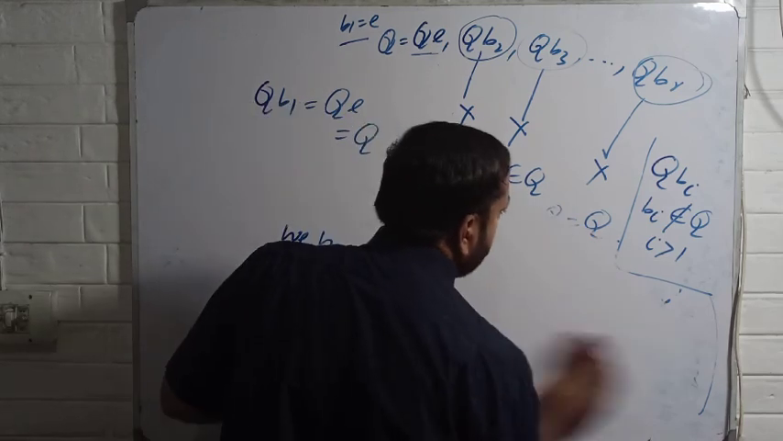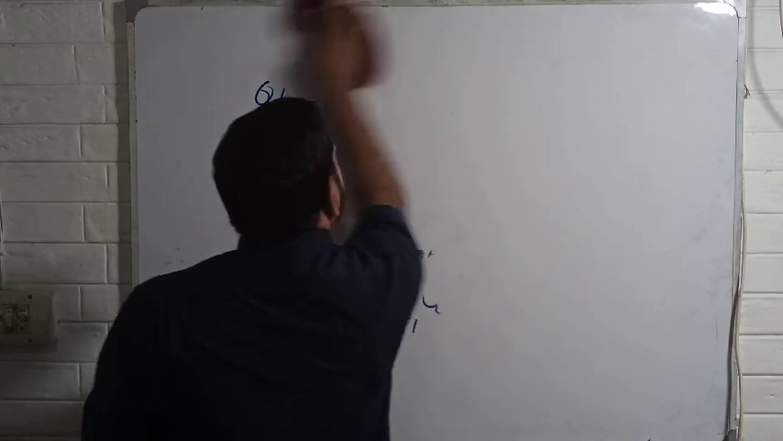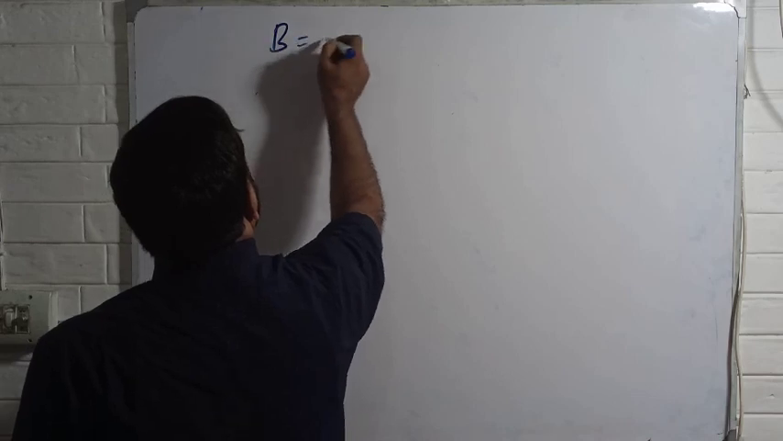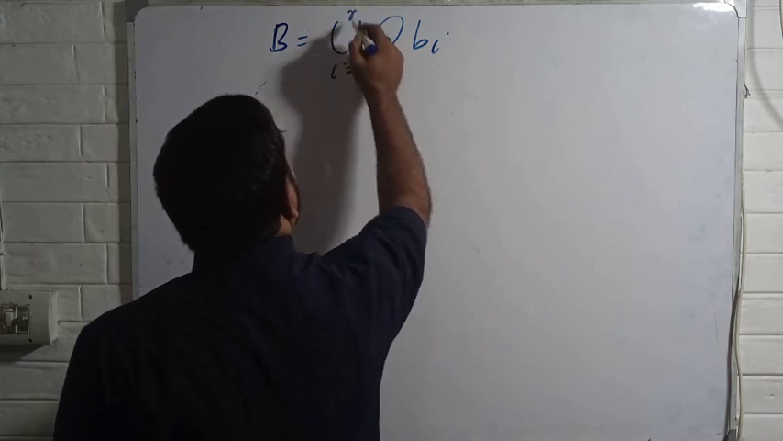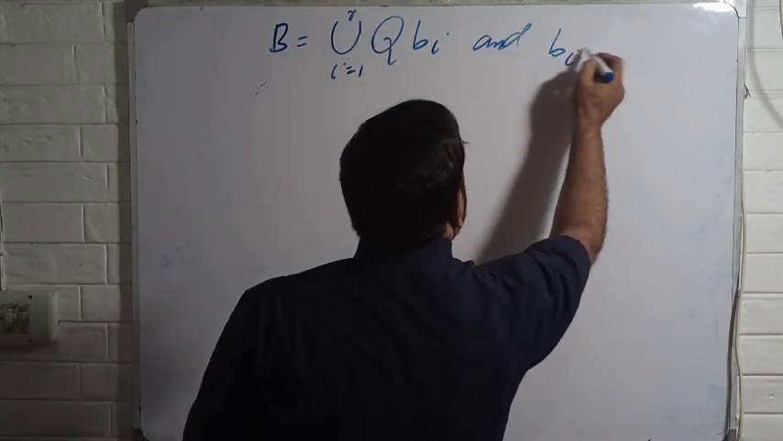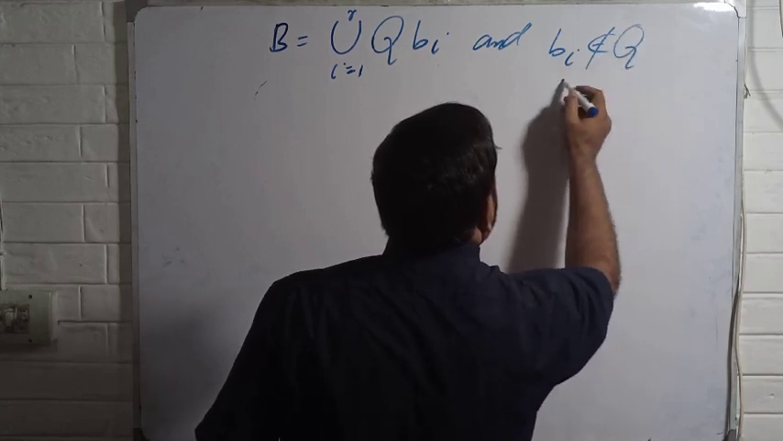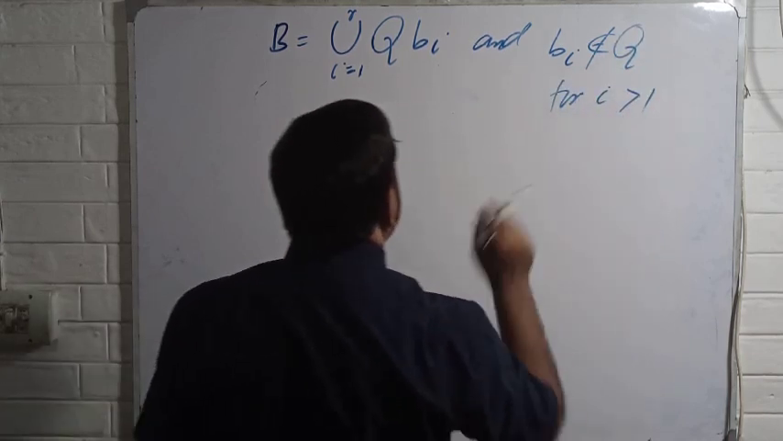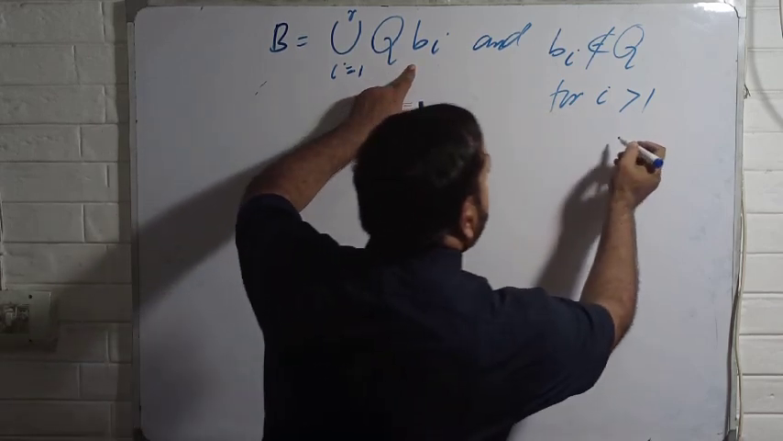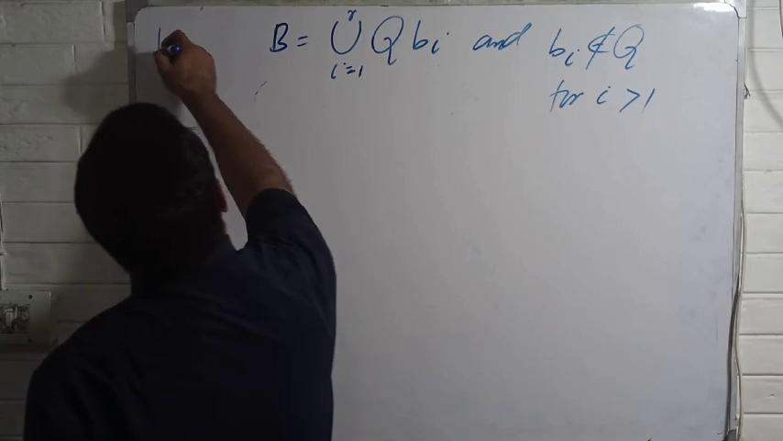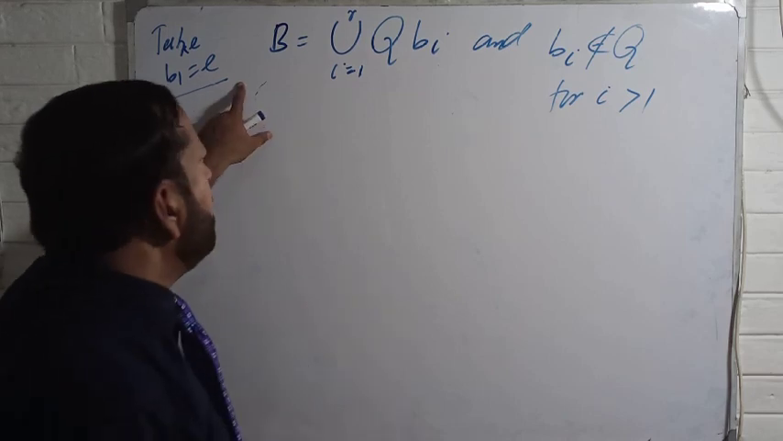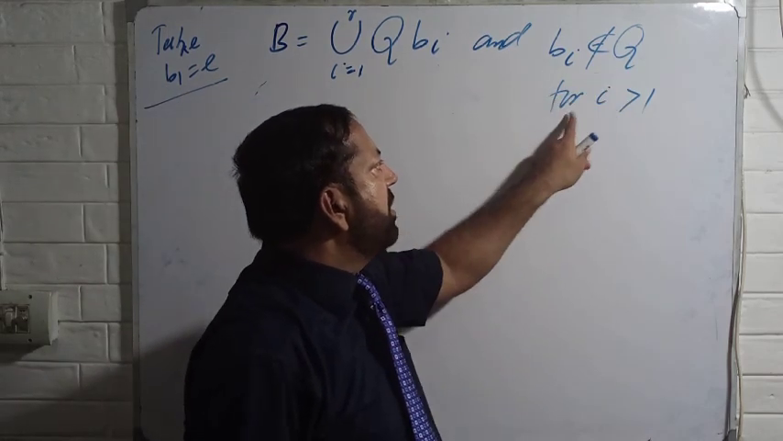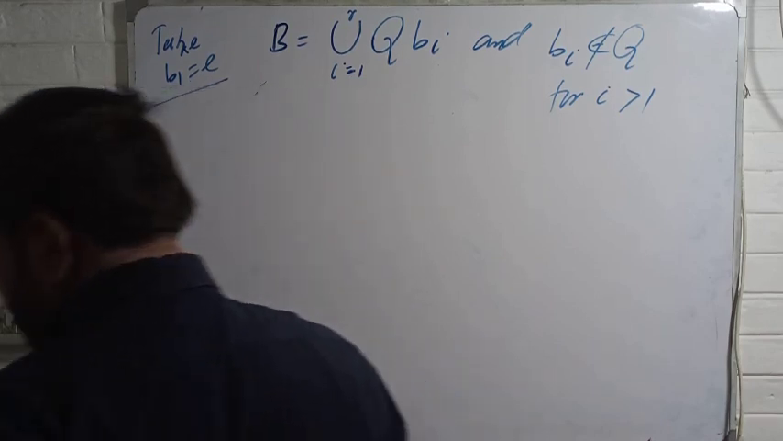So what I have done is two things. One is that G is equal to the union of QBi, i varies from 1 to R, and Bi does not belong to Q for i greater than 1. And of course, take B1 equal to E. If you take B1 equal to E, then none of the Bi belong to Q for i greater than 1.